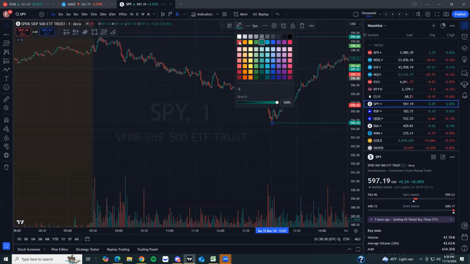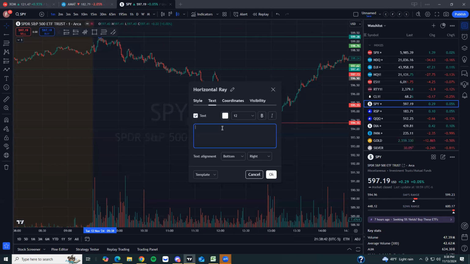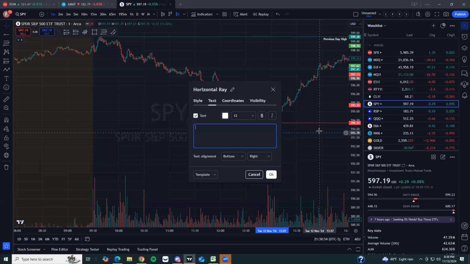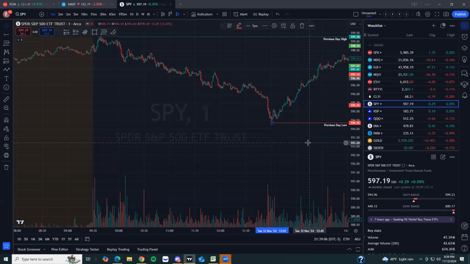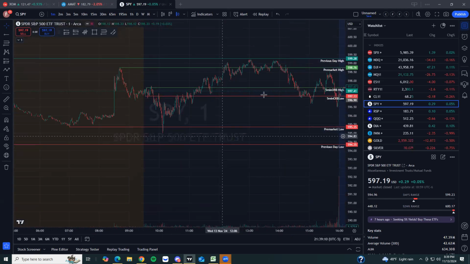Pre-market, or sorry, previous day. Let me mark it so it's easier to read when I get over there. So I'm going to put this as previous day high. And if you're trading the same way, you can mark it down for yourself. I do sometimes and I don't. No, not pre-market, previous day low. Look what price did.